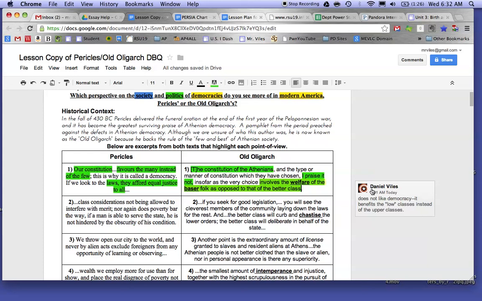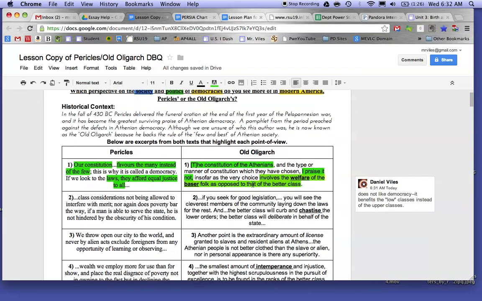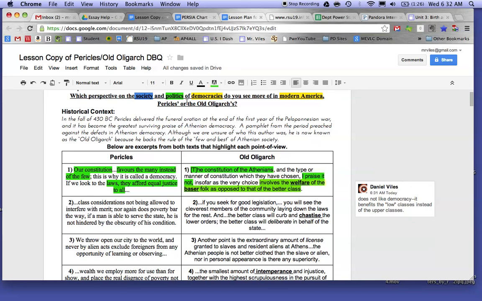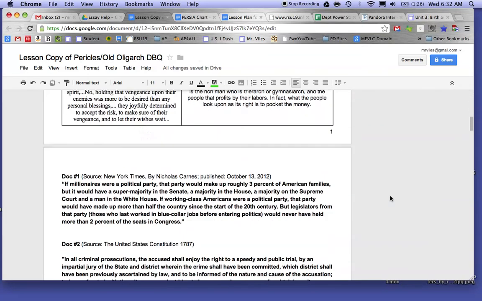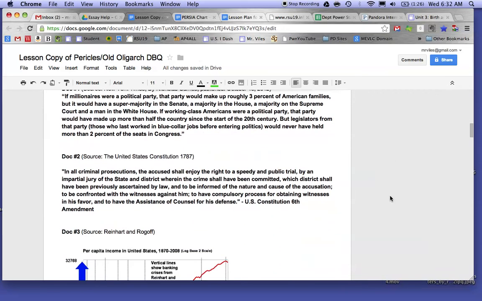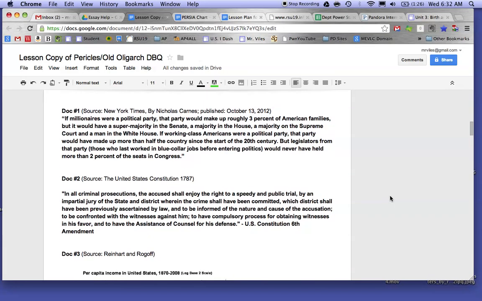So take the time today, annotate the Pericles and Old Oligarch for these two themes, society and politics, and you'll see both of them represented. And anytime that there's wording that's very complicated, make a note to yourself over here in the margin. Okay? That is the work we're doing today. Next time when we pick up, you have documents down below, and we'll actually compare them. We're going to look for the same themes in these documents, society and politics.